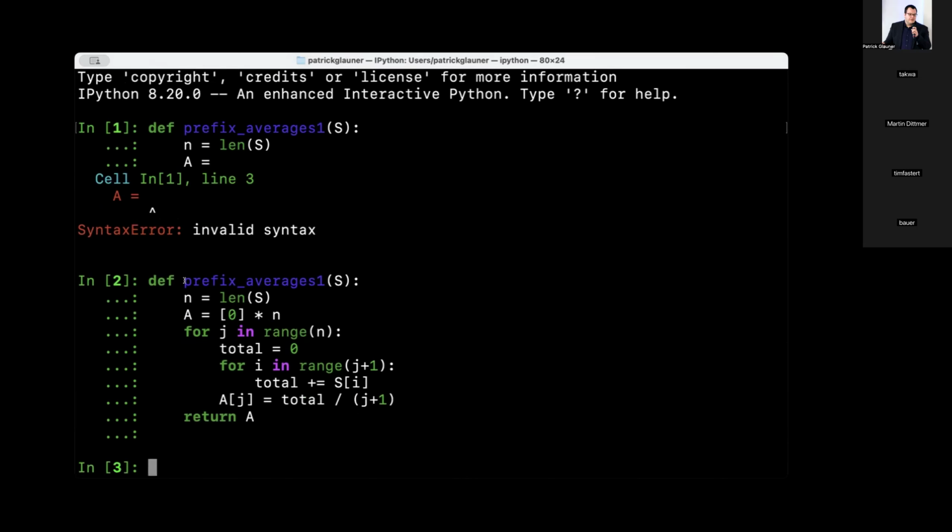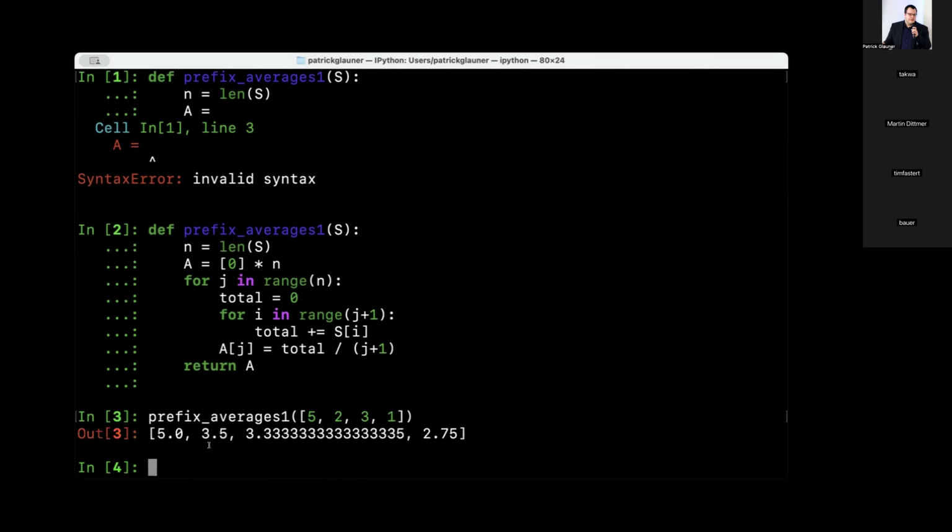We can call the prefix averages now just on our sample data set from before: 5, 2, 3, and 1. And we just get the numbers from before. We didn't calculate the last one, but these numbers are the ones we expected.